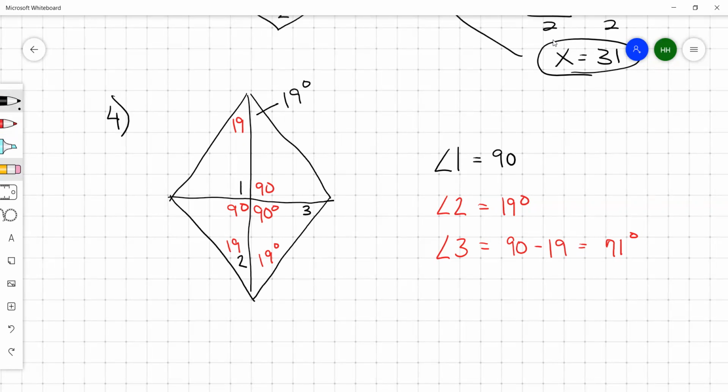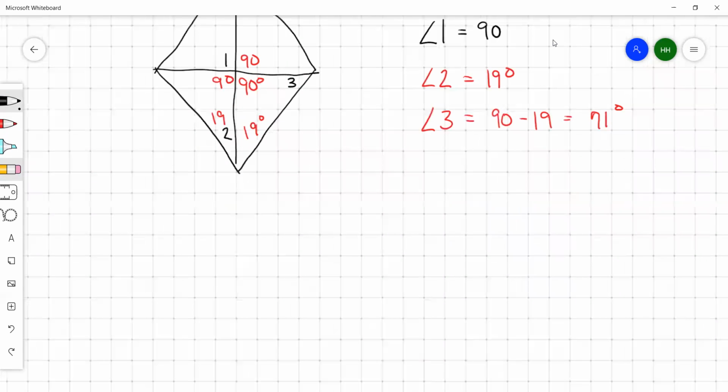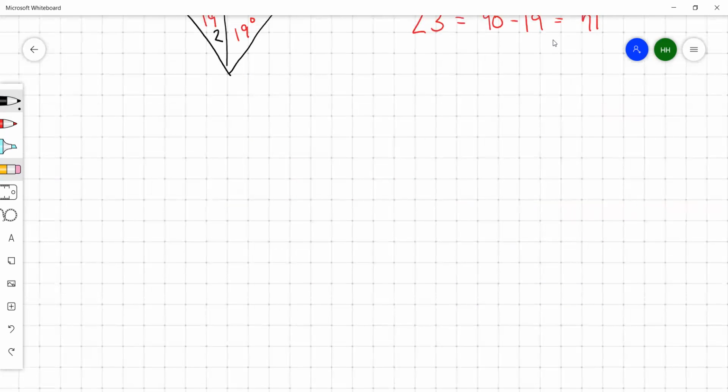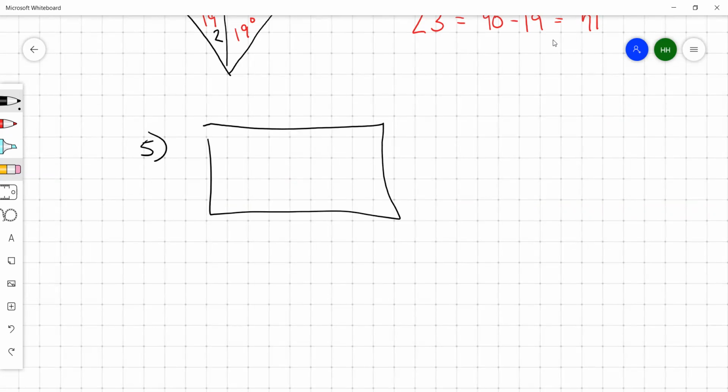Number 5 says that DEFG is a rectangle. DF and EG, find the value of x and the length of each diagonal. All right, look. Let's see. Draw it. This is number 5. They tell you it's a rectangle. It's got D, DF, and EG. Find the value of x and the length of each diagonal, DEFG.